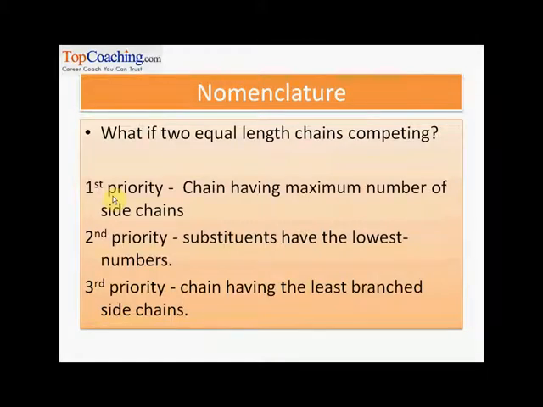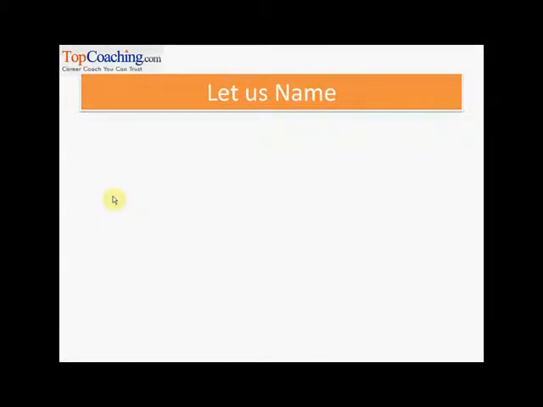What if equal length chains compete, right? There is a one substituent chain which is as long as the main chain, the straight chain. First priority, the chain having maximum number of side chains would be considered. Then substituents should have the lowest numbers. Then chain having the least branched chains should be considered as the longest chain.